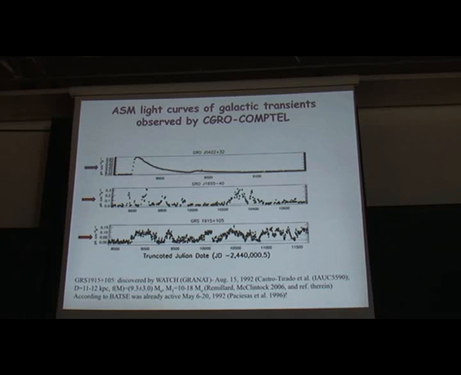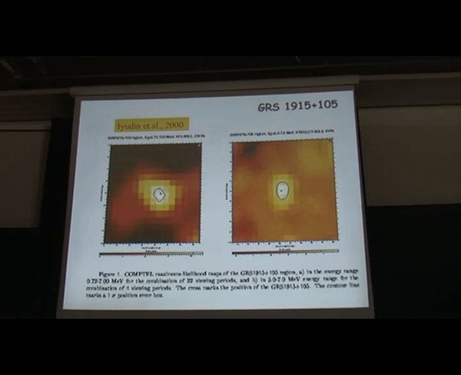And the object seems to possess quite extreme parameters. The distance to the object is about 11 kiloparsecs, the mass function 9.3 solar masses, and the mass of the black hole about, let's say, 10 to 20 solar masses. An interesting point about this object is that before the discovery, it seems it was already active during May 6 to 20, according to the BATSE data. It was curious, and we looked back and found more on this object.